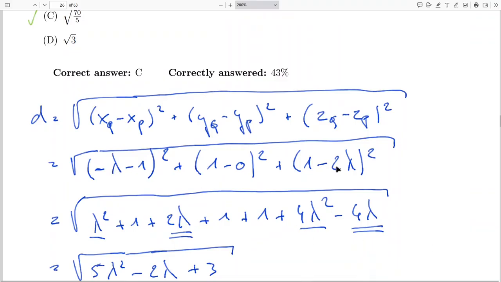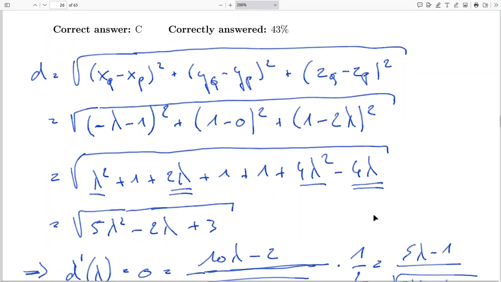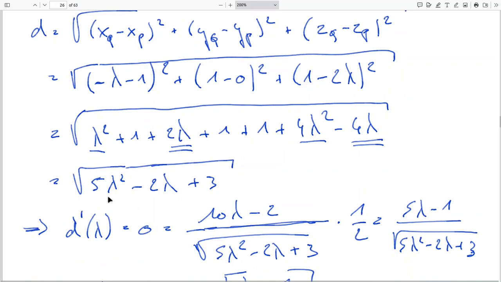So if we work this out, we get lambda squared plus 1 plus 2 lambda plus 1 plus 1 plus 4 lambda squared minus 4 lambda. If you consolidate that a bit, you'll get 5 lambda squared minus 2 lambda plus 3, and all under the square root. Now, to minimize the distance, we'll need the derivative of that and put it equal to 0.